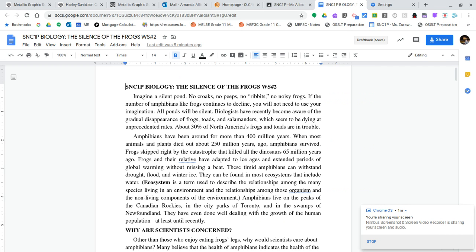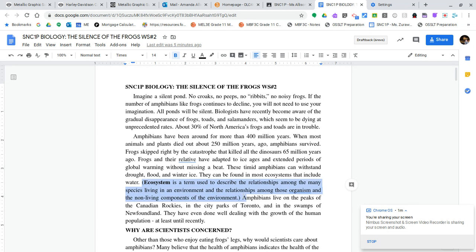So let's have a look at Silence of the Frogs. With the Silence of the Frogs, you guys are going to get a bunch of terminology that relates to the biology unit that we haven't had a chance to go over yet, but it's introduced in a really nice way. What the article does is look at what's happening with frogs and the numbers, and the decrease in the amount of frogs that are living in an ecosystem.